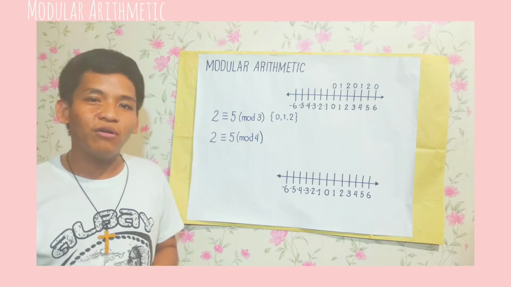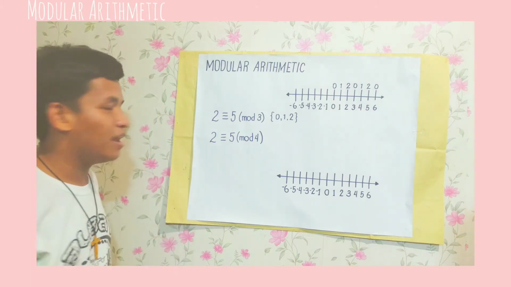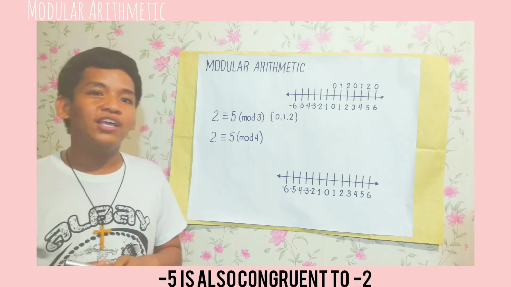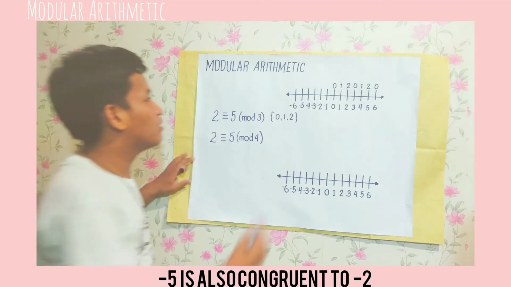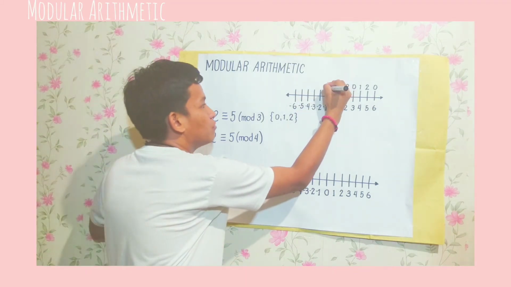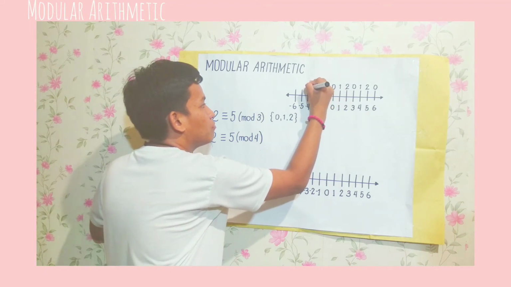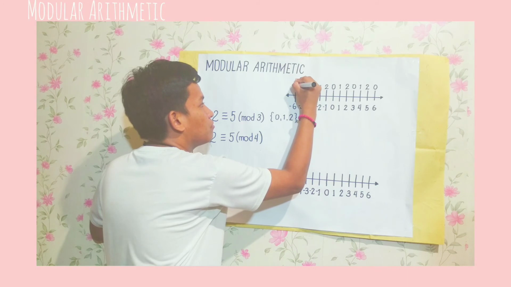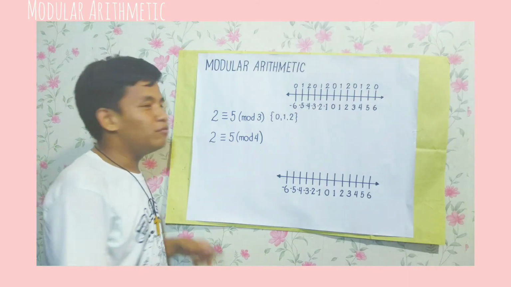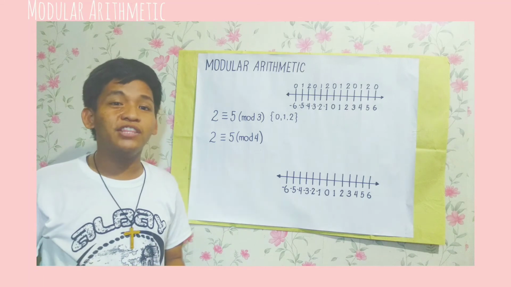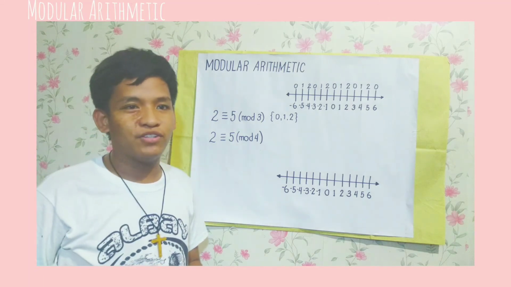We can apply this also to negative numbers as well. In mod 3, negative 5 is congruent also to negative 2. So if two numbers are congruent as positive numbers, they are also congruent as negative numbers.